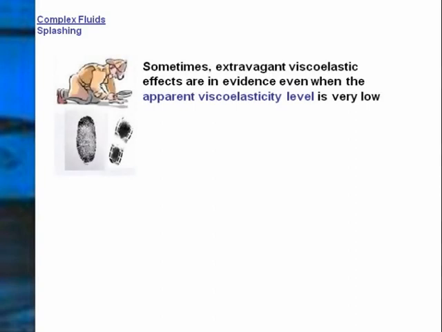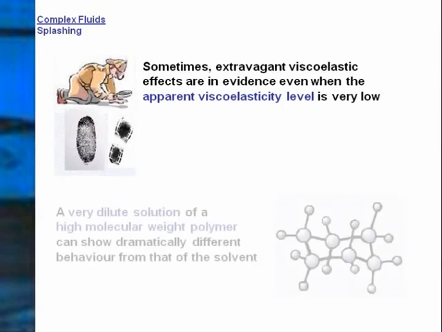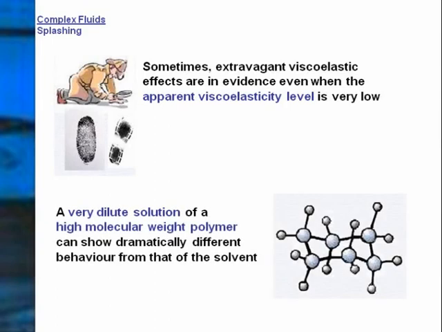Sometimes extravagant viscoelastic effects are in evidence even when the apparent level of viscoelasticity is very low. So, for example, a very dilute solution of a high molecular weight polymer with a concentration as low as 10 parts per million can sometimes show dramatically different behavior from that of the solvent, even though the shear viscosity of the polymer solution is hardly affected by the addition of the polymer.